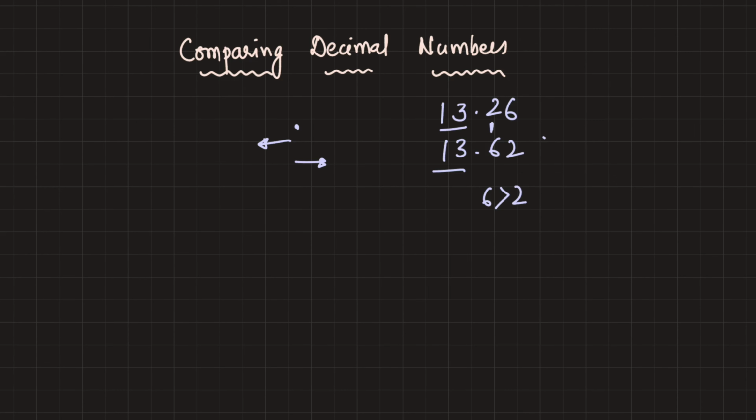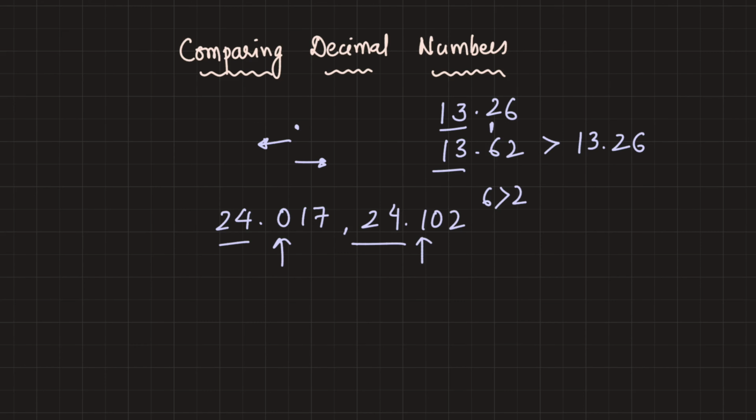So 13.62 is greater than 13.26. Let us see another example. Say we have 24.017, and we are comparing this with 24.102. Even in this case, the whole number part 24 remains the same. So we compare the tenths place. So 1 is greater than 0. So 24.102 is greater than 24.017.